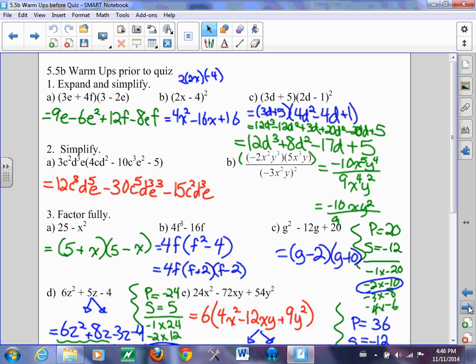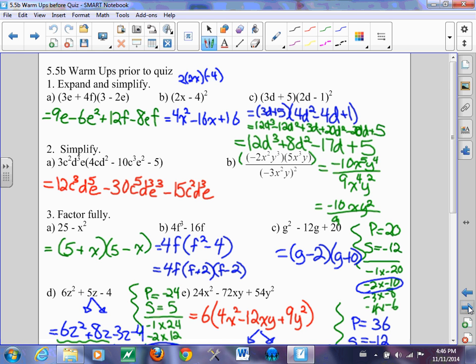So, ladies and gentlemen, for number 1, it says to expand, you're going to use FOIL: first, inside, outside, last. And when looking, there's no like terms, so you don't need to collect like terms, but always look for that second step of collecting like terms.